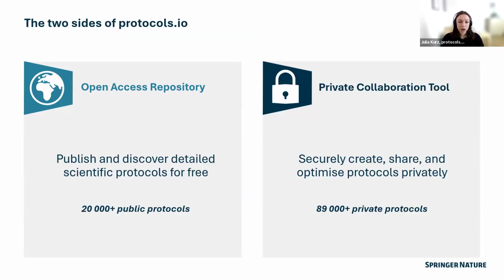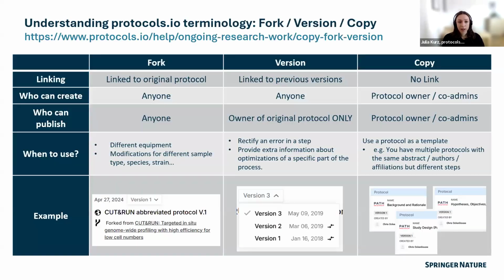And as another refresh, if you're not familiar, there are the two sides of protocols.io. So it's an open access repository where it's free to publish and view scientific protocols. And then there's the private collaboration side, where you can add your own private content and develop and optimize your protocols with your colleagues and collaborators. So after that introduction, I'll hop right in and talk about fork, versioning and copying.